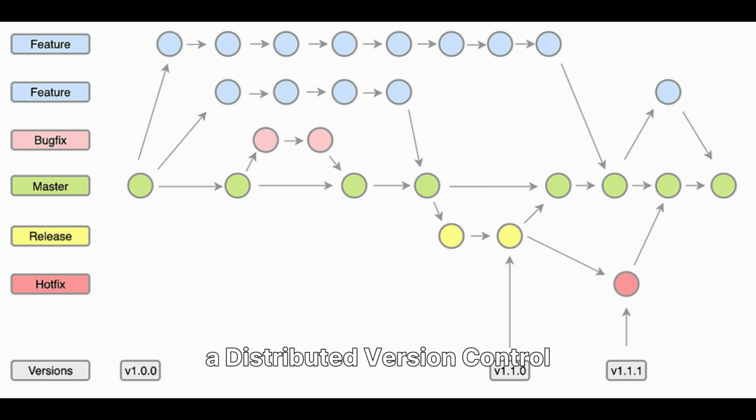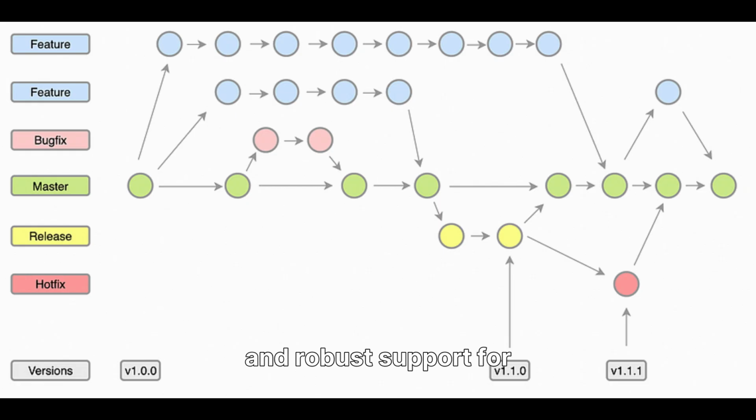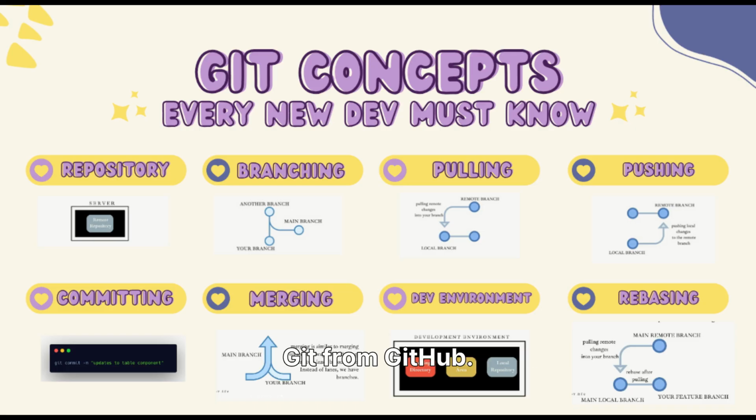Git stands out as a distributed version control system due to its speed, powerful branching capabilities, and robust support for distributed development workflows. It's important to distinguish Git from GitHub. Git is the version control system itself, while GitHub is a web-based hosting service for Git repositories.